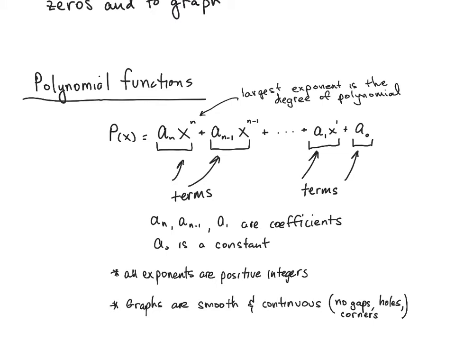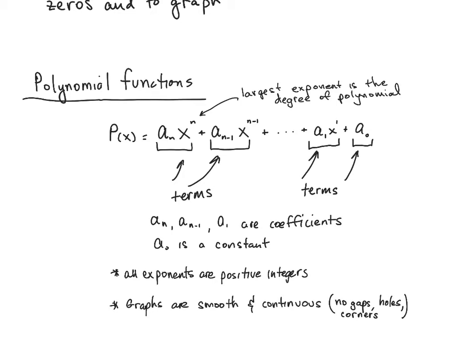So x to the n, and then x to the n minus 1 would be an exponent that's one less than this exponent. For example, if we started with n equals 4, so x to the n would be x to the 4th, and then we'd have x to the 3rd, and then an x squared, and then this would be x to the 1st power, and then we'd have this last term here.